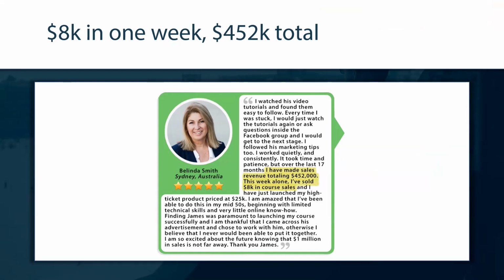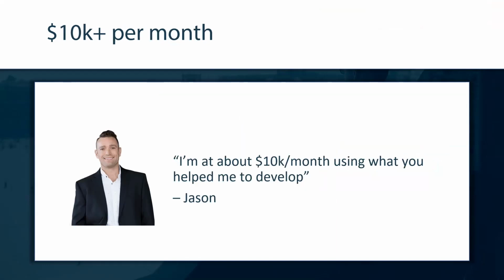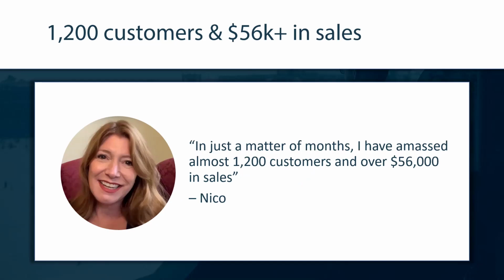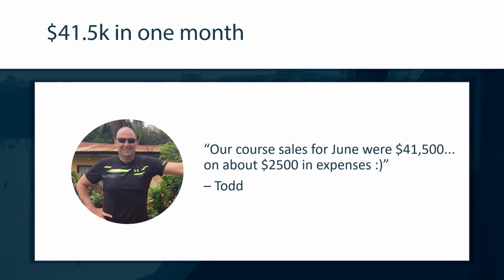And she says that I'm so excited about the future, knowing that $1 million in sales is not so far away. Thank you, James. So awesome, right? Jason Hornung, he says, I'm at about 10K plus a month using what you helped me to develop, and he now has a 7-figure agency, which is incredible. Nico has over $56,000 in sales from over 1,200 customers of her course. Todd made over $41,500 in just 1 month, and that was on about $2,500 in expenses from other various courses he'd bought as well.